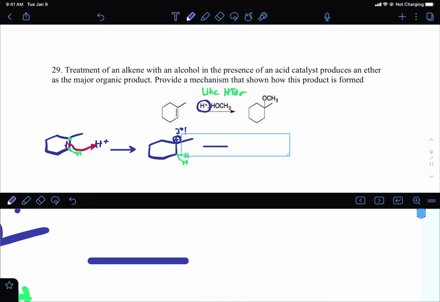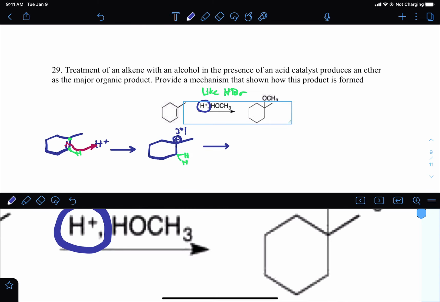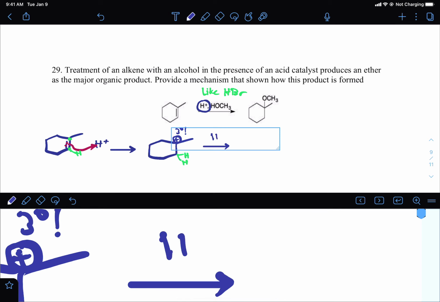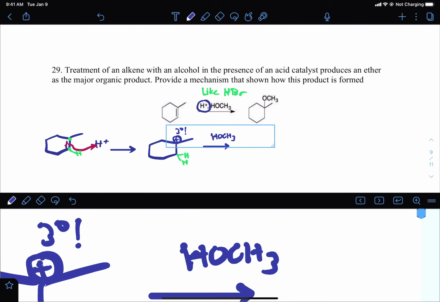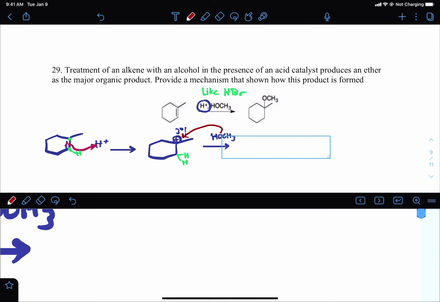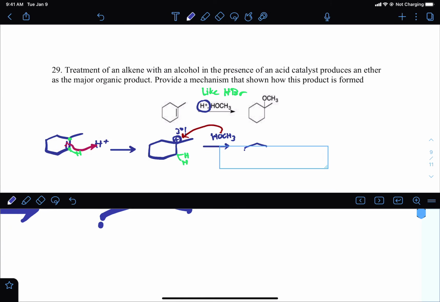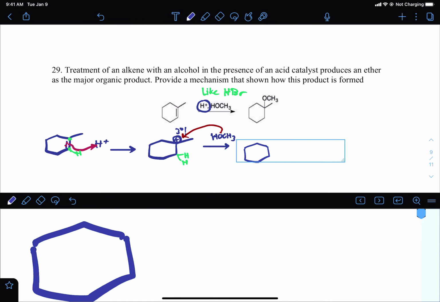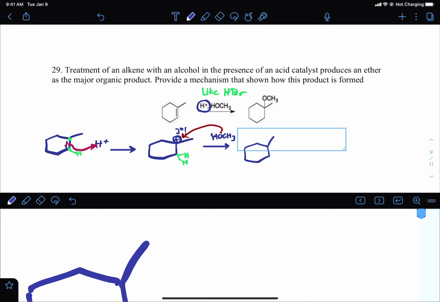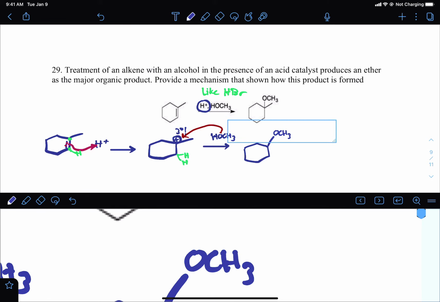Now in the HBr mechanism, remember the Br minus attacked. But we don't have Br minus here. So what is going to attack is the alcohol. So this is HOCH3, that's methanol. And the O is going to attack the tertiary carbocation. So we have now on that carbon the OCH3. It's still got the H on the O. Don't forget about that H.